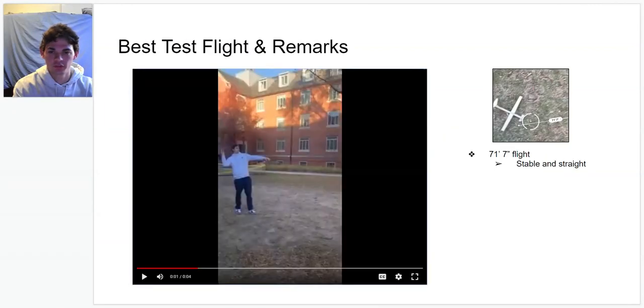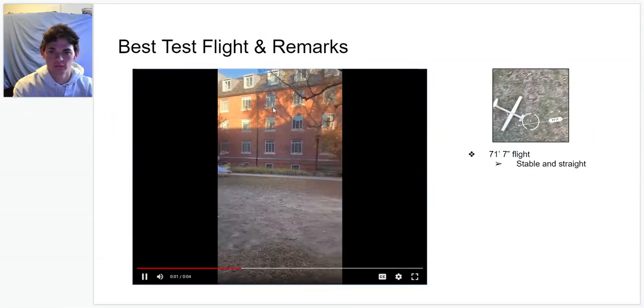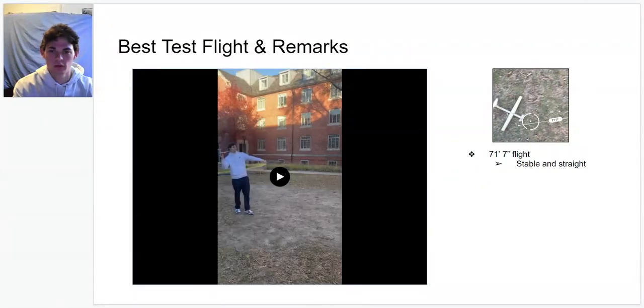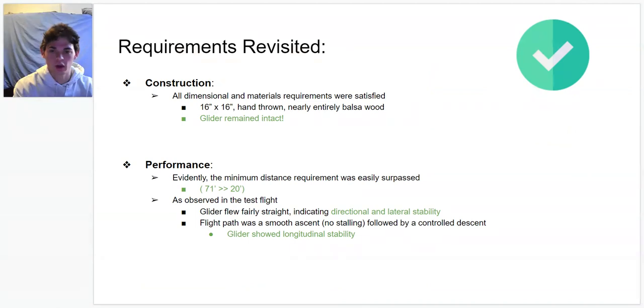This video shows the best test flight. The distance flown was 71 feet 7 inches and the flight was stable and straight. Revisiting the requirements, the glider clearly met the dimension constraints and remained intact in flight. It far outperformed the minimum required distance and demonstrated stable, straight, and fairly level flight.